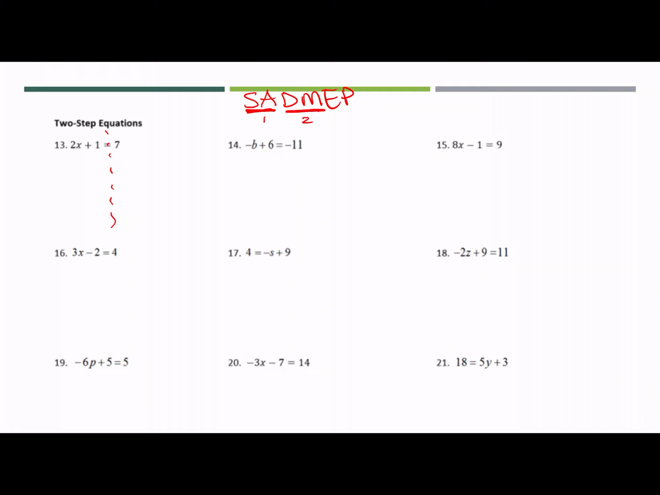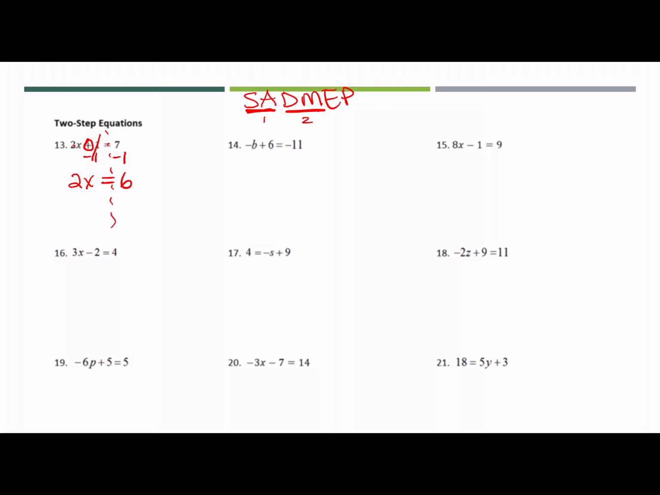All right, so number 13, 2x plus 1 is equal to 7. So when I look at this, I notice that I have 2 times x and then plus 1, right? So again, we want to get rid of our additions or subtractions first. We're going to get rid of that plus 1 first. But we need to use inverse operations. So we're going to subtract 1 from both sides, because 1 minus 1 is 0. It cancels out. So over here on the left-hand side, I just have 2x left. On the right-hand side, I have 7 minus 1, which is 6.